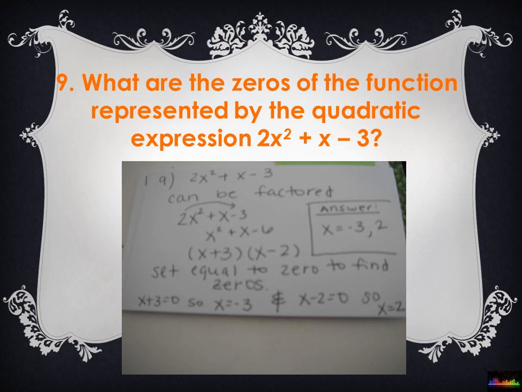Then in order to find the zeros, you will set each of those factors equal to 0. So x plus 3 equal to 0. You then subtract both sides by 3 to get what x is. So x is negative 3. Then you will set your other factor equal to 0, which is x minus 2 equals 0. Then to solve that for x, you add 2 to both sides, and you get x to equal 2. So the solutions to this equation, or the zeros, are negative 3 and 2.